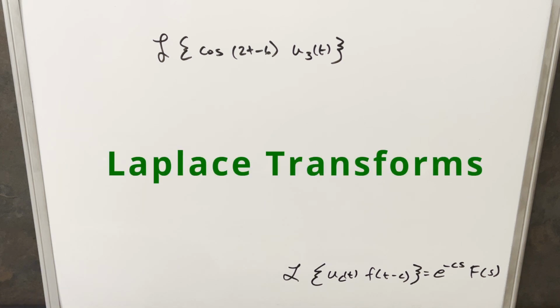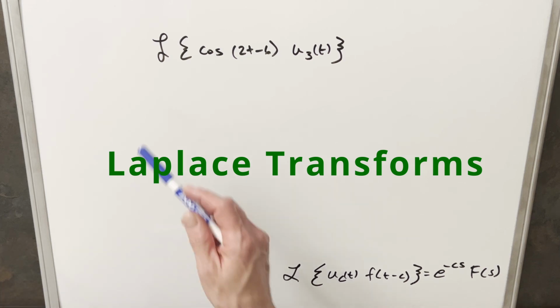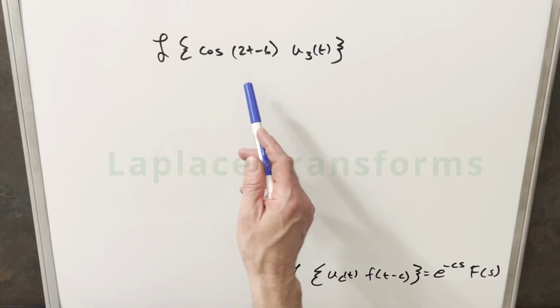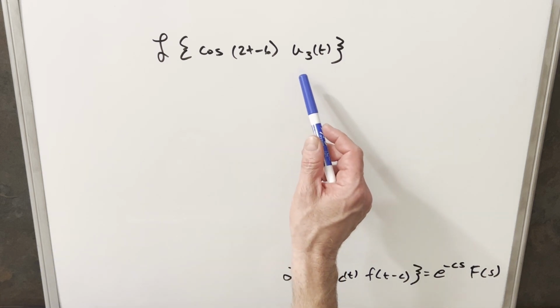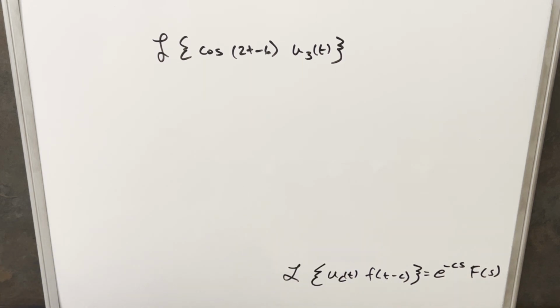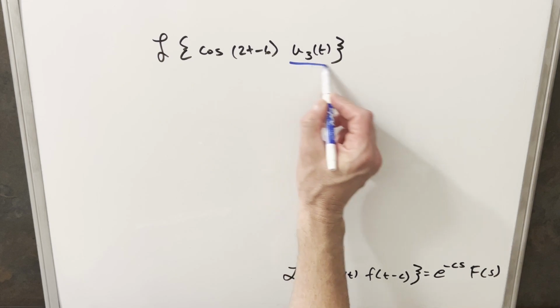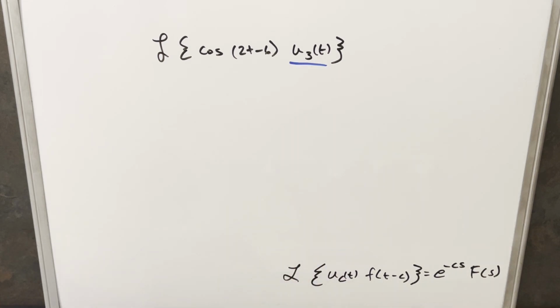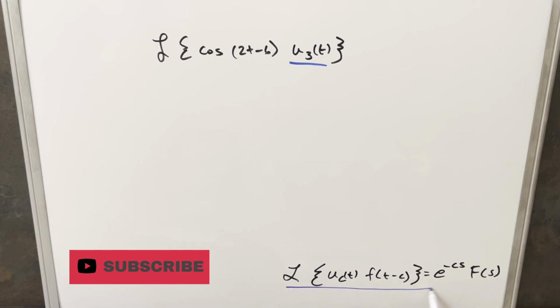Okay, continuing on today with our Laplace transform playlist, we're going to do an example of a Laplace transform using the unit step function. We want to find the Laplace transform of cosine 2t minus 6 times the unit step function at 3 of t. Now to get started with this, for the unit step function, which we have in our Laplace transform, we went over how to deal with that in the previous video, and we came up with this formula down here at the bottom.